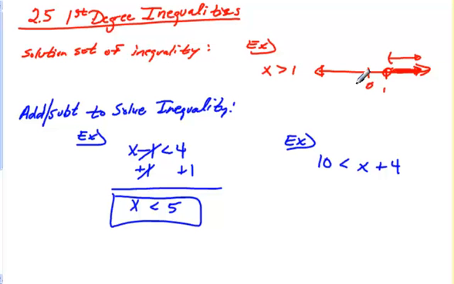So if I want X by itself, what do I want to get rid of? You have a positive 4. Opposite of positive 4 is? Okay. I'll put negative 4 here, and then I'll also put it on the other side. So let's do that. Minus 4 over here, minus 4 on the left, and this cancels. 10 minus 4, I'm getting 6, bringing down my less than X.